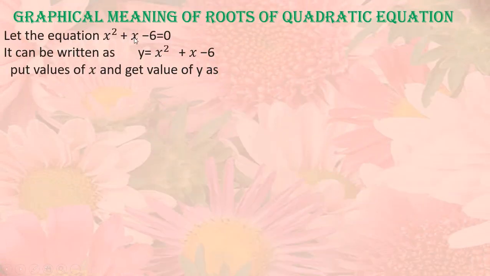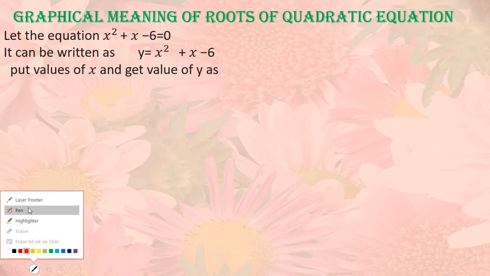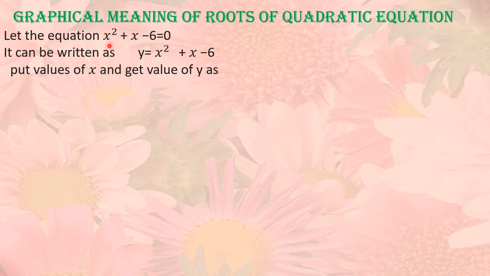As we know, the standard form of a quadratic equation is ax square plus bx plus c. Let an example equation be x square plus x minus 6 is equal to 0. Now this equation we can write as y is equal to x square plus x minus 6. Now it has become an equation in variables y and x. So when we put the value of x, we will get the respective value of y. Let us put the values for x one by one.